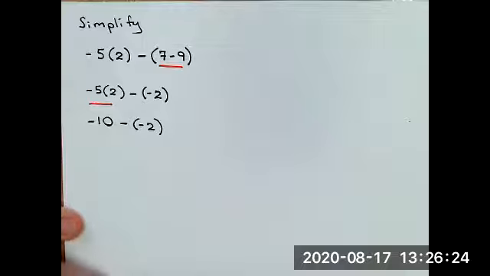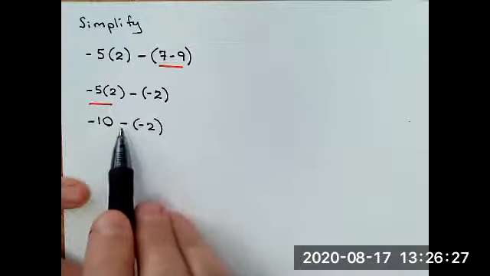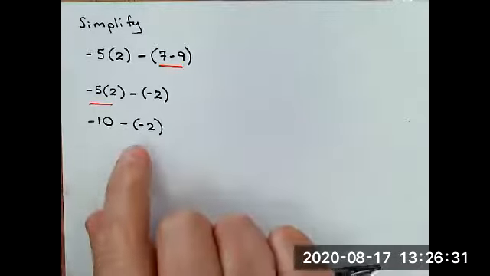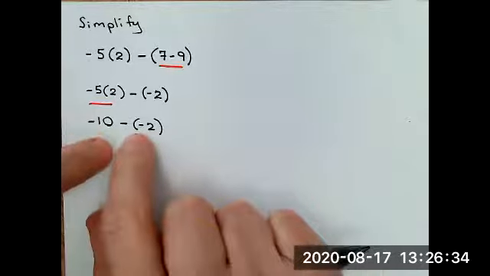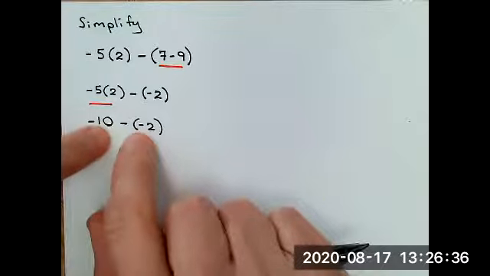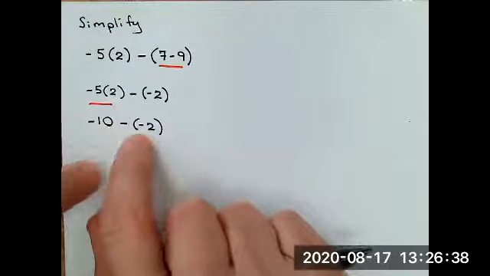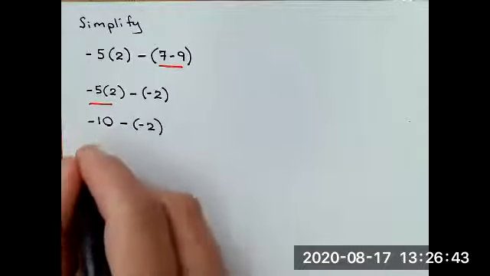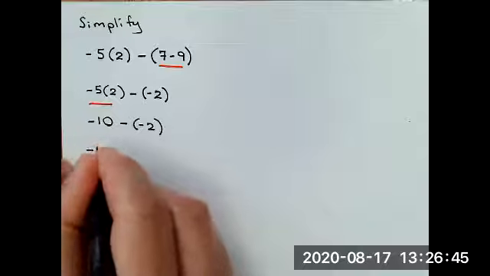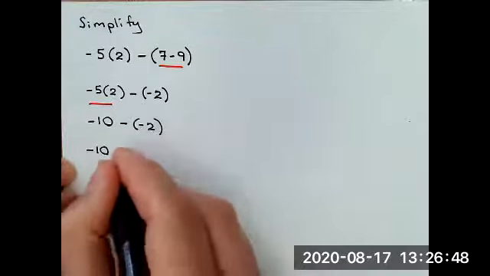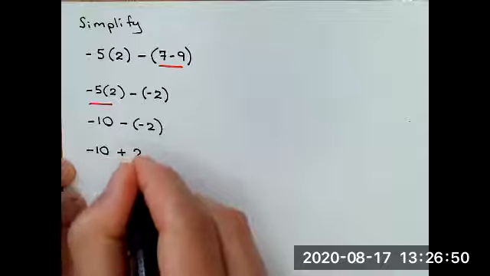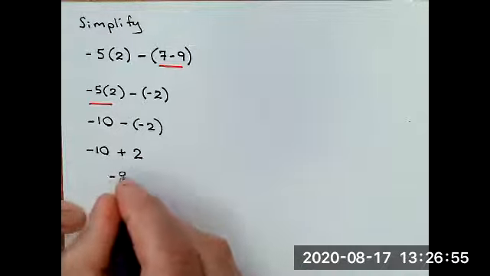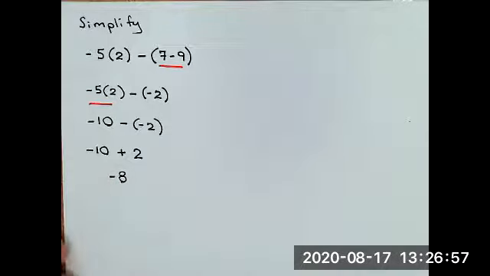And let's talk about it first. So you recall that the negative of a negative makes that a positive. But first you need to ask yourself, are these being multiplied or not? And because the 10 is not touching the parentheses, when you do the negative of a negative, that becomes a plus. So negative 10 and positive 2 makes negative 8.